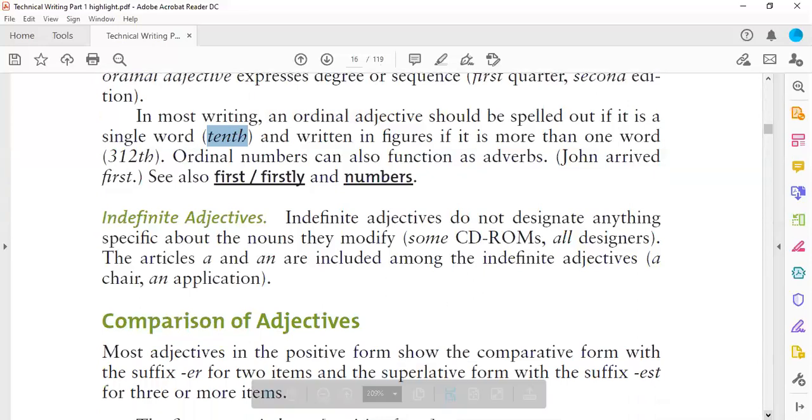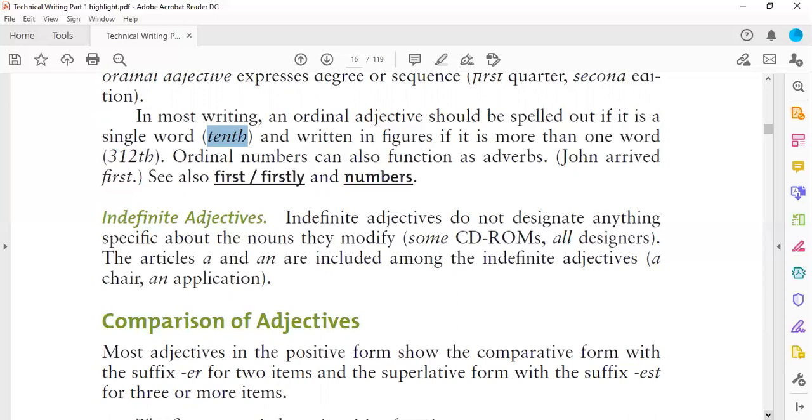Indefinite adjectives. Indefinite adjectives do not designate anything specific about the noun they modify. Some CD rooms, all designers. Here, indefinite adjectives. When you say some CD rooms, you do not specify. And here, you are not giving us a definite thing, okay? All designers, this is like a generalization. All designers. So some and all are called indefinite adjectives.